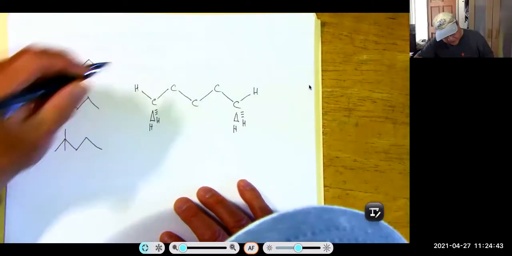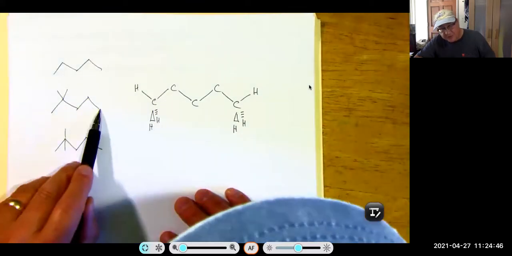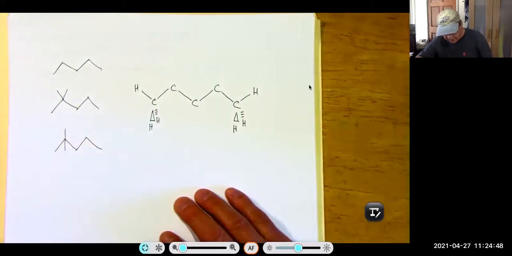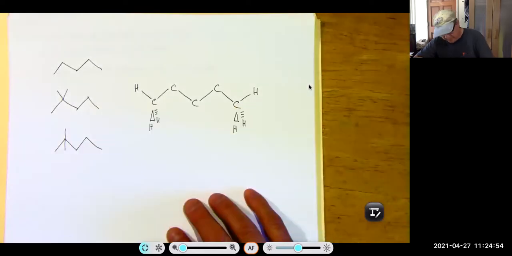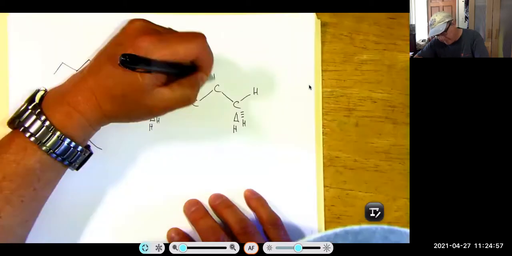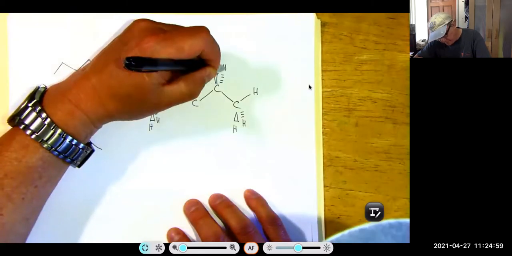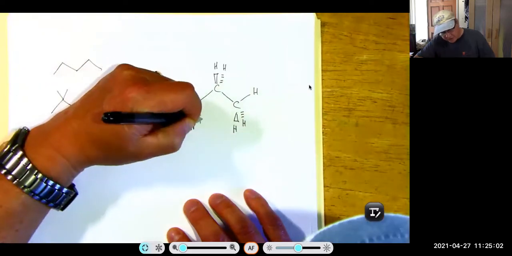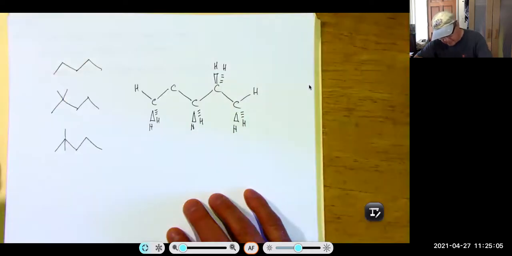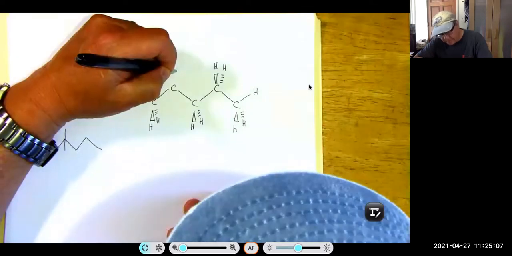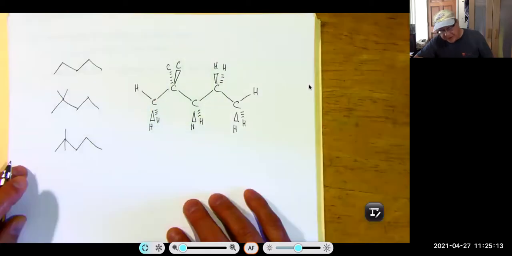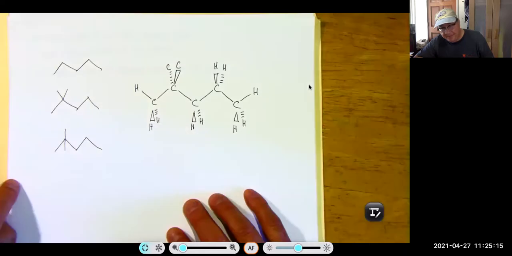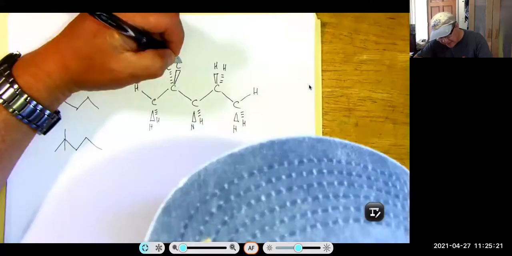Do you see how each of these carbons is sp3 hybridized and therefore tetrahedral? Do these look tetrahedral on the end? And so do these, right? And that looks tetrahedral too, doesn't it? Okay, this one gets a little tricky, but we can basically do the same thing.